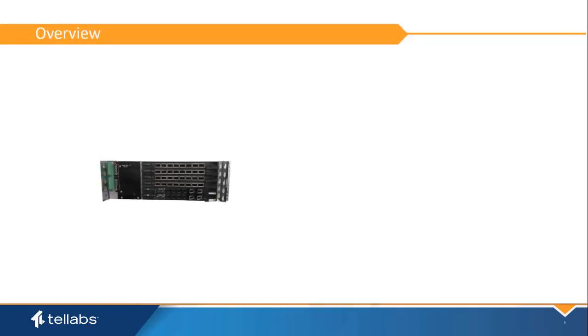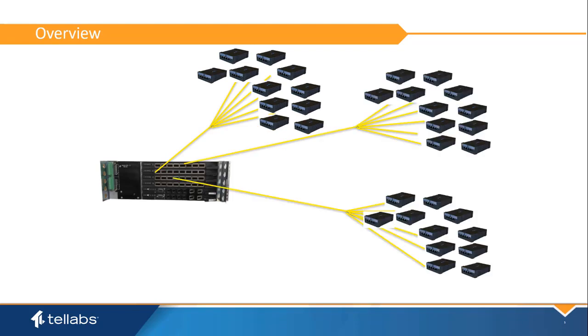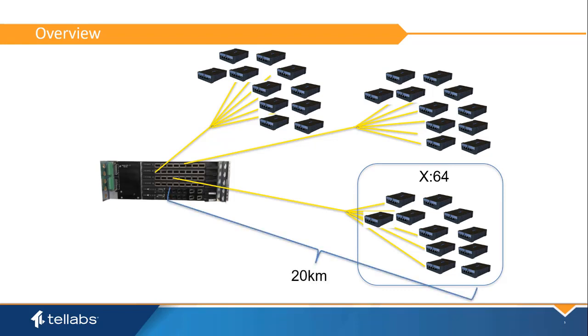The Tellabs Optical LAN system is a complex network access switch that consists of an optical line terminal and potentially hundreds of optical network terminals. ONTs can be grouped with as many as 64 units per PON port and can be placed up to 20 kilometers of fiber distance from the OLT.